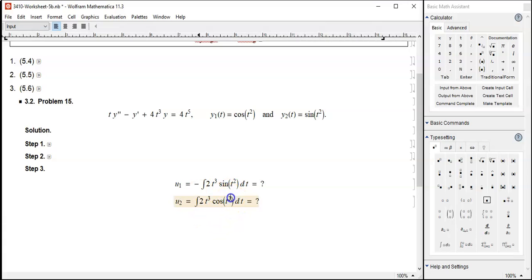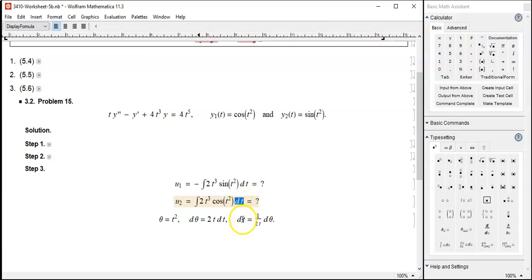Let's take the substitution. t squared is inside, so let's do this. Theta is t squared, d theta is therefore 2t dt, and therefore dt is 1 over 2t d theta. Okay, and then we're going to plug those into this.